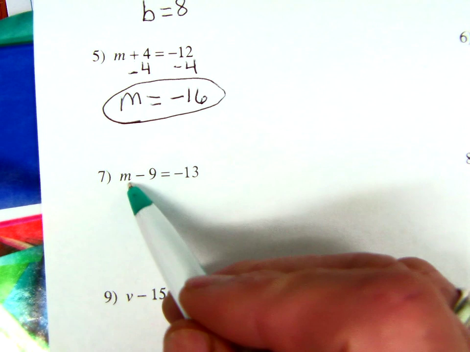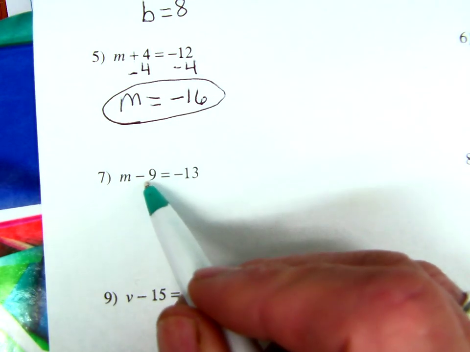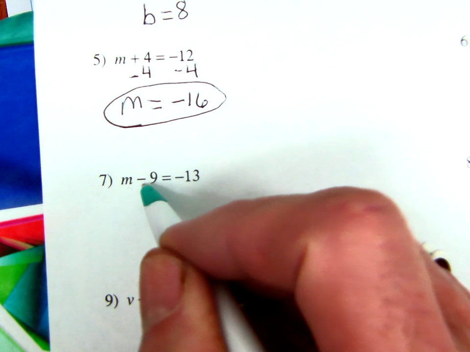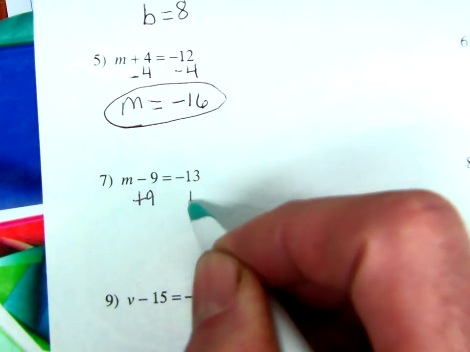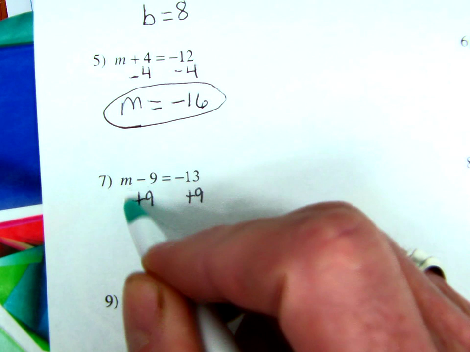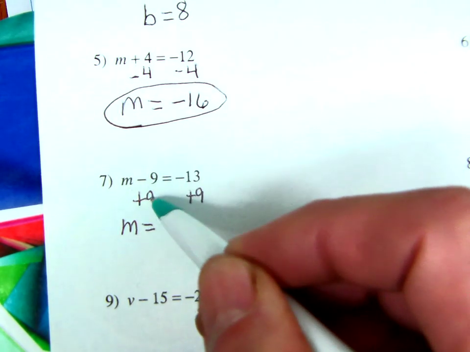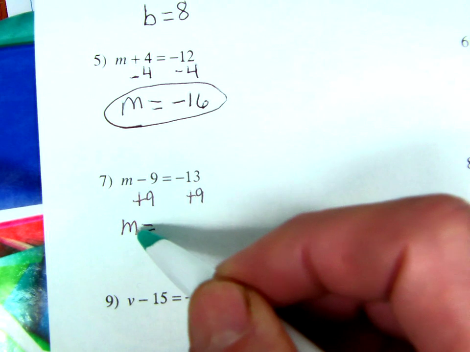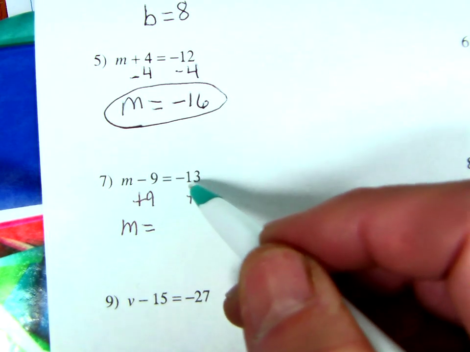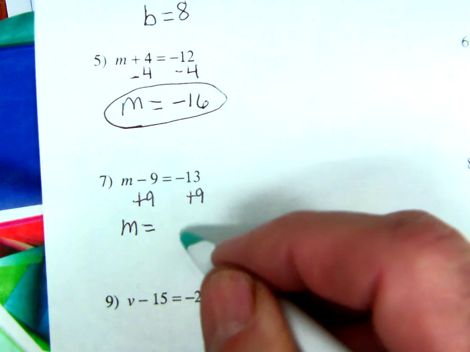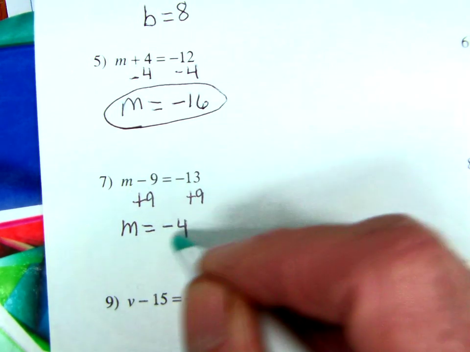Number 7, m minus 9. It's the 9 that needs to be taken care of. It's subtract 9, so add 9, add 9. M equals. Now negative 9 plus 9 is 0, so that gives the M all by itself on the left-hand side. Now it's time for the right-hand side. Negative 13 plus 9 is negative 4, so M equals negative 4.